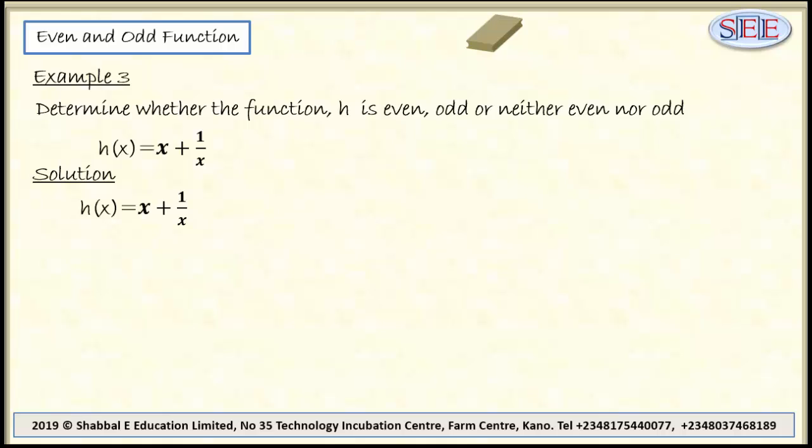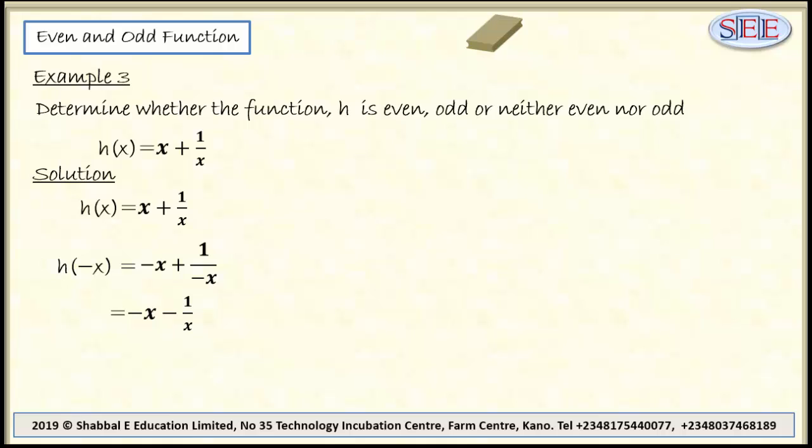So what we do first is to target whether the function is even. To test whether the function is even is to find h of minus x. H of minus x simply is now equal to, in the definition of my function, wherever I have x, I will replace it by minus x. So I'm going to have minus x plus 1 over minus x. Simplifying this correctly, I will now have minus x minus 1 over x. There in the second term, the plus and minus, the answer will now be minus.